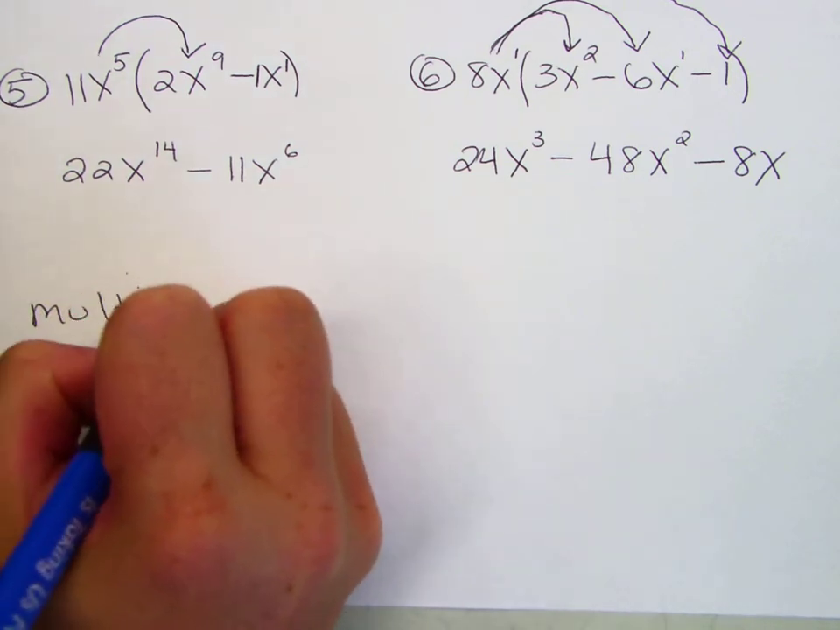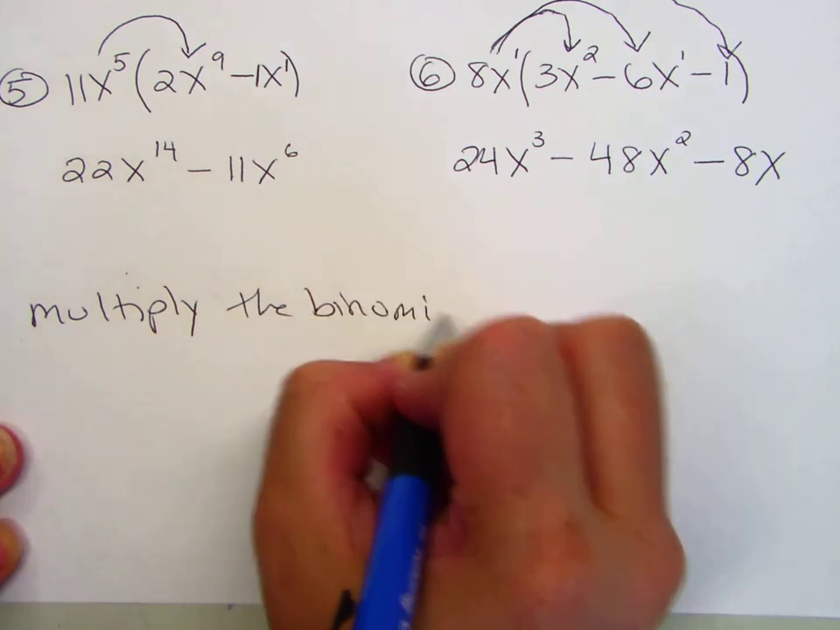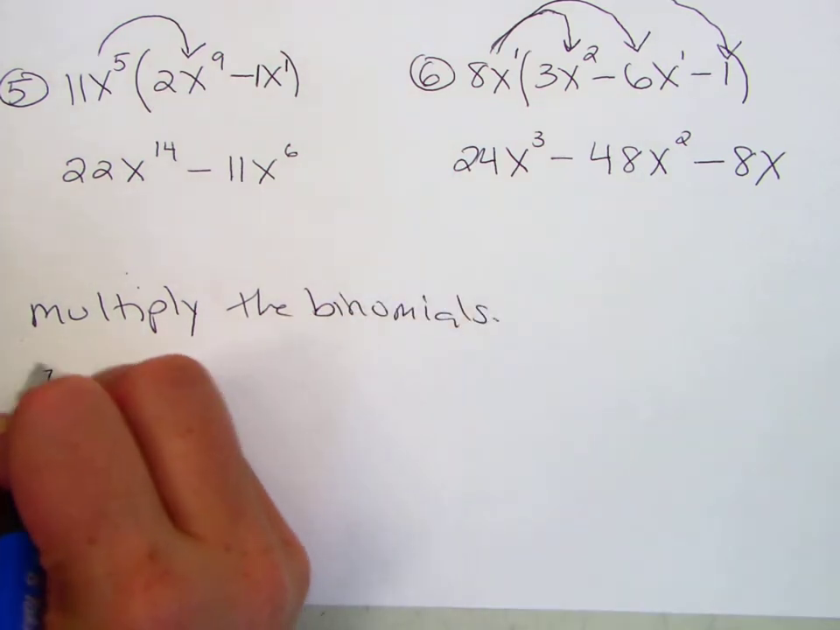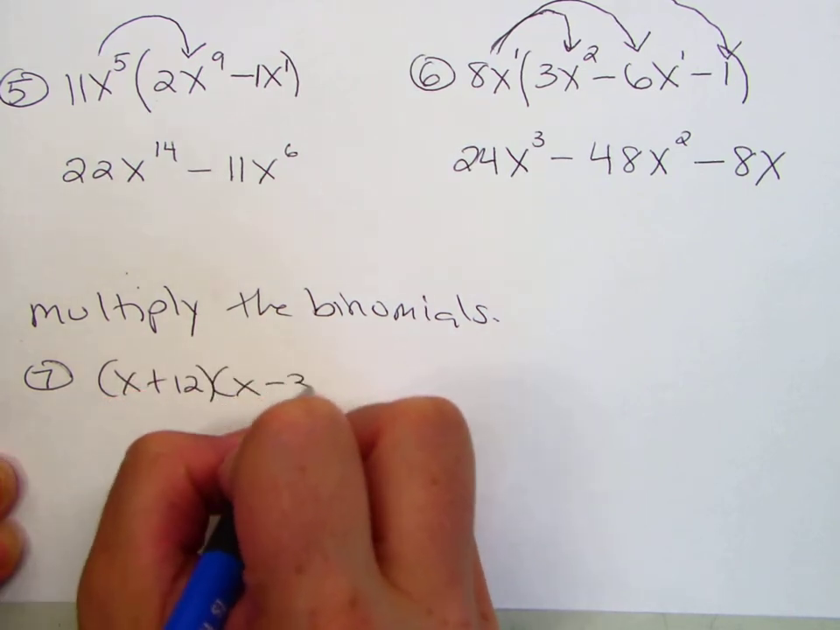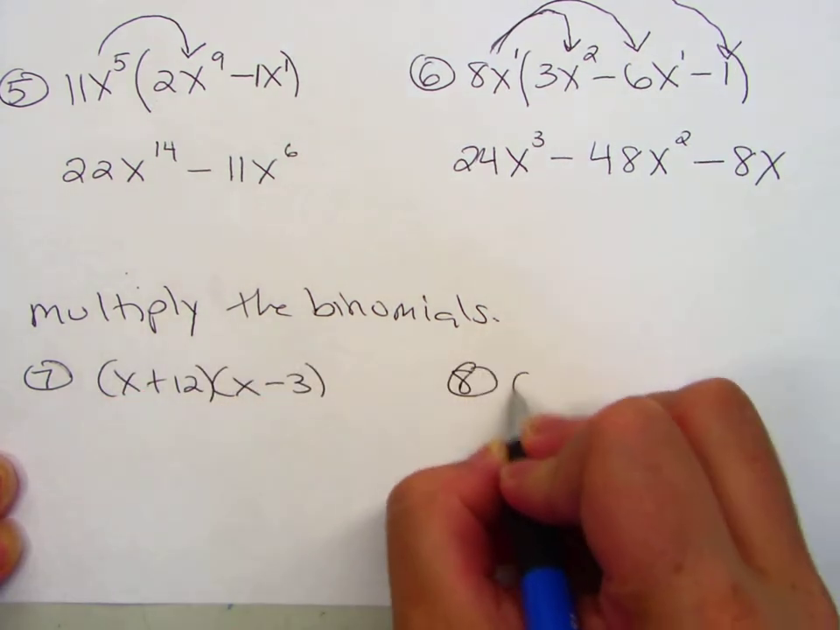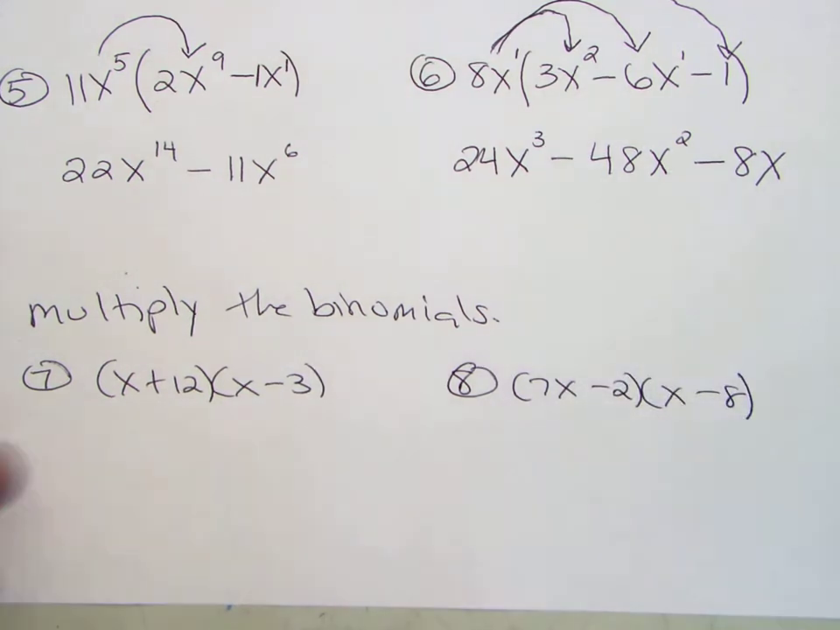Okay, so now let's multiply binomials. Let's practice that. Multiply the binomials. Number 7, x plus 12 times x minus 3, and number 8, 7x minus 2 and x minus 8. All right, pause the video and try them on your own.